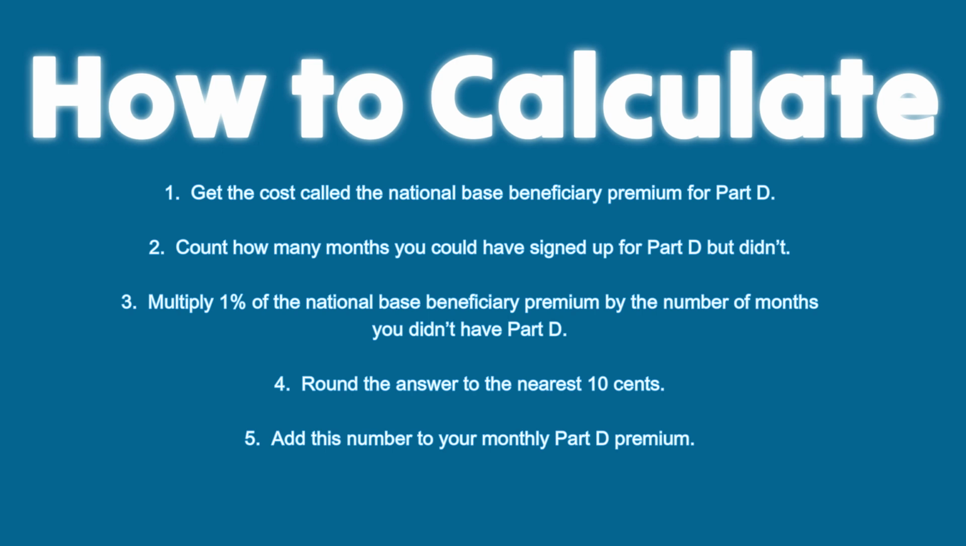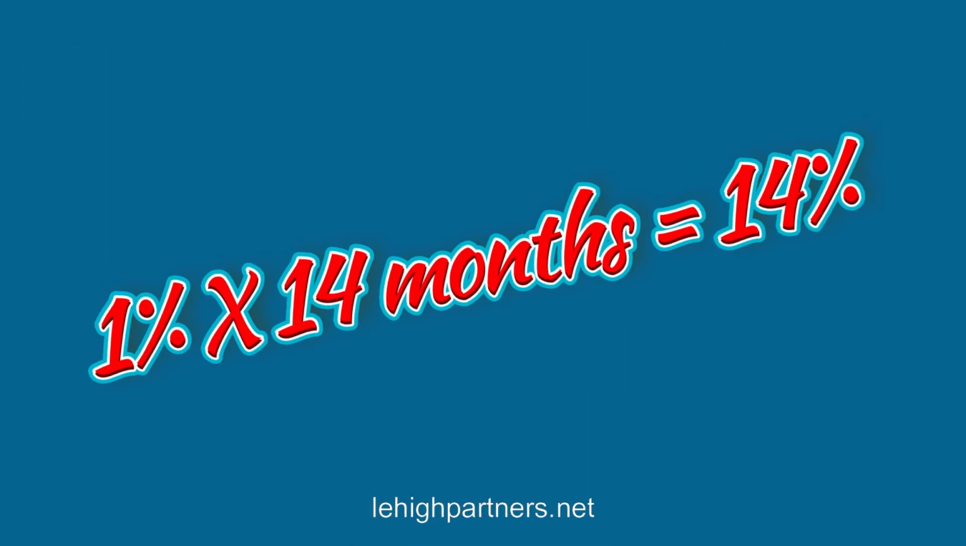Now, multiply 1% of the National Base Beneficiary Premium by the number of months you didn't have Part D, and round the answer to the nearest 10 cents. Add this number to your monthly Part D premium. For example, if you waited 14 months after you could have signed up for Medicare to join a Medicare drug plan, you will have to pay a 14% late enrollment penalty.